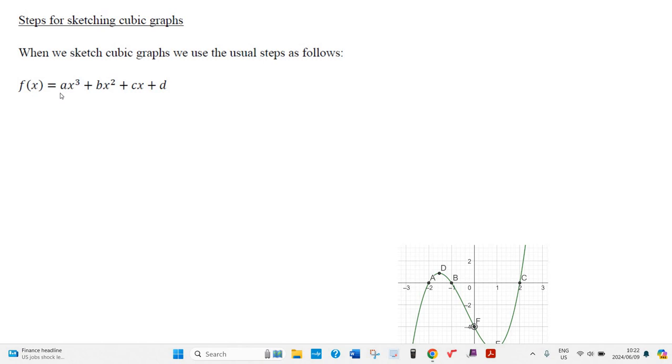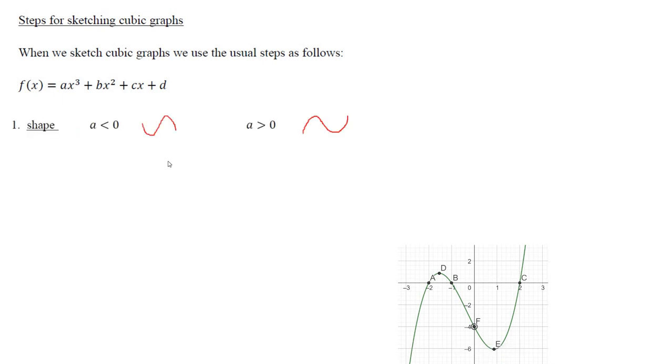Here's the form of a cubic equation: ax cubed plus bx squared plus cx plus d. Now all of these can be zero, but if it's going to be a cubic equation, it's got to have x cubed in it, so a has to be something. If a is bigger than 0, if it's a positive number, then this is the shape. It turns, and then it turns, and then it goes up. But if it's negative, it turns, and then it goes down the other way.